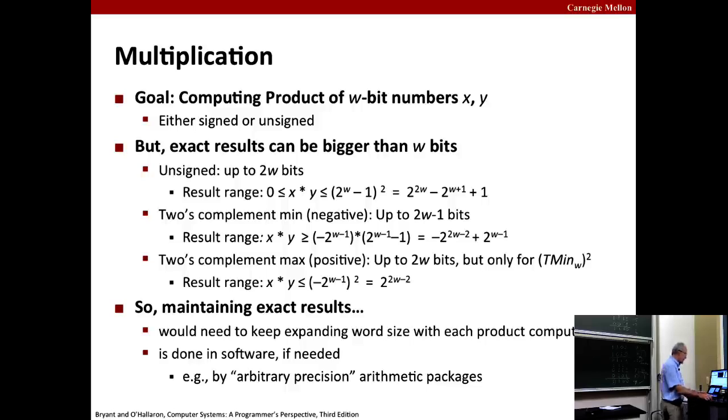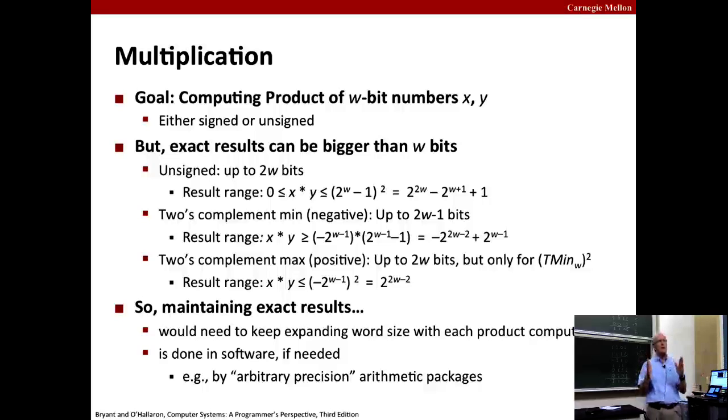And multiplication is basically the same idea. In fact, all the operations are basically the same idea: if you can't represent it within the word size, you just take the lower W bits. So all this complicated notation here is just a way of saying, in principle, if you take two W-bit numbers and multiply them together, the result may require as much as 2 times W bits to represent.